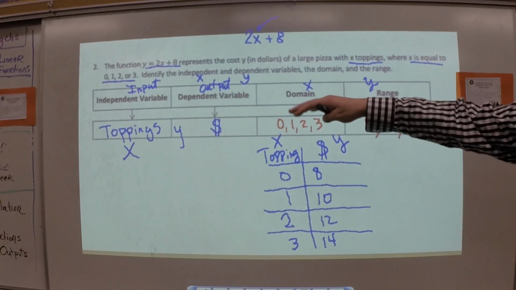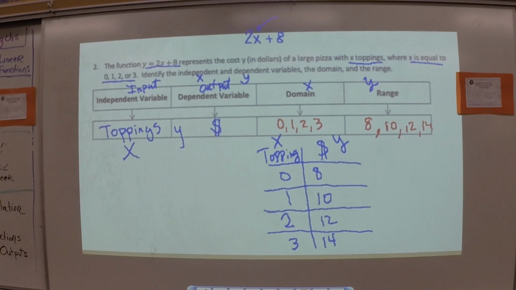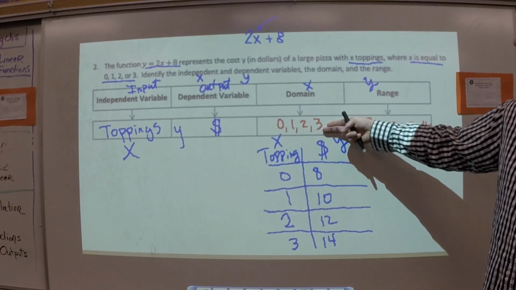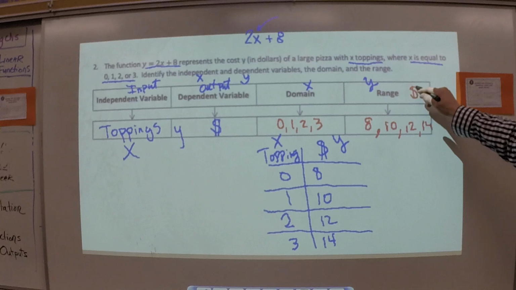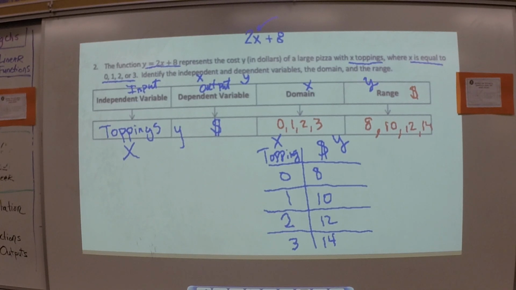So we've defined our independent and dependent variables. The domain is the set of values for x, and the range is the set of values for y as the money, right? So this is our output, or our money value. All right, let's keep going.